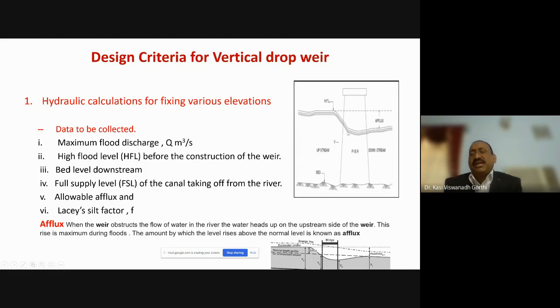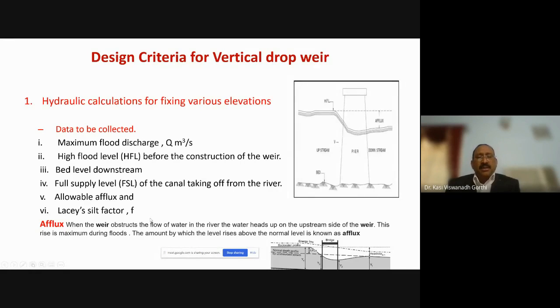So what is this allowable efflux? If you look at this figure, you'll be able to identify what will happen if a pier or a weir wall is constructed. This is the original level of the flood. There will be a rise of level towards the upstream portion. This is HFL. So the difference of these two is the efflux. When the pier is obstructing the flow of water in the river, the water heads up on the upstream side of the pier. So this rise is maximum during the floods. The amount by which the level rises above the normal level is called efflux. So we need to know this data also.